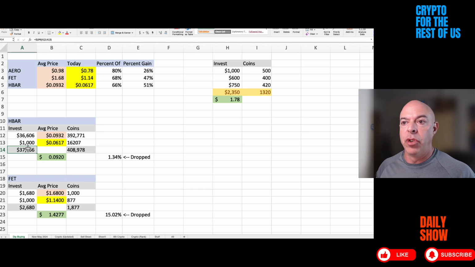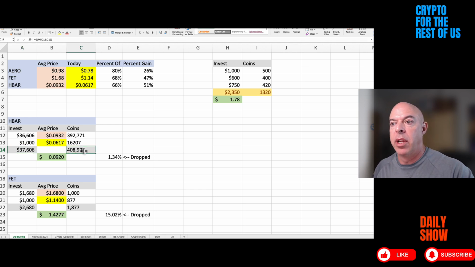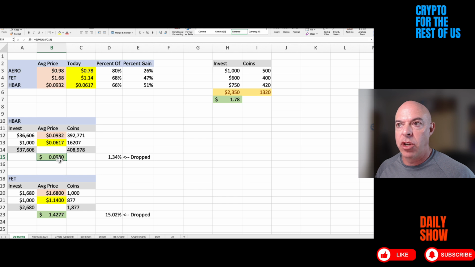You total these rows, you get 37,606. That's what I invested. You total these rows here for the coins, it's 408,978 coins. Now you divide the 37,606 by the 408,000 coins, and I get an average of 0.092. Now you can just quickly look and say, well, my current average price is 0.093. Okay, so if I invest another grand, it's going to drop to 0.092. Not a huge difference. I just divided the two. It's basically a 1% drop.